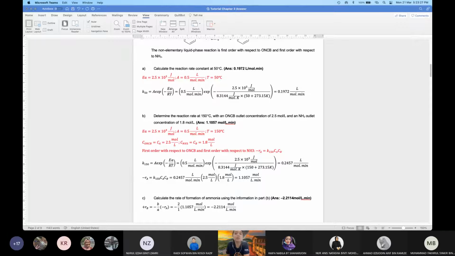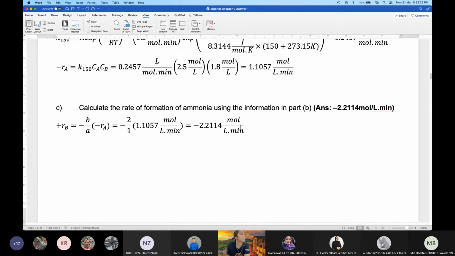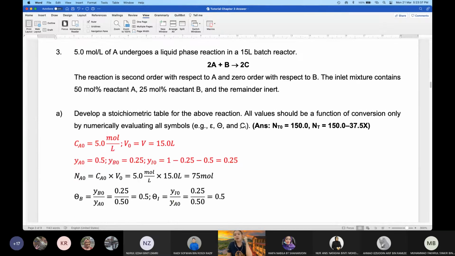Okay, all right. So done for question number 2. So we will move to the question number 3. So far memang not that difficult yet. Okay, alright. So we go to question number 3. So question number 3 onwards, the question on stoichiometric table. Okay, so kita dah pernah belajar pasal table tu kan. So now we try to see the questions related to the table.